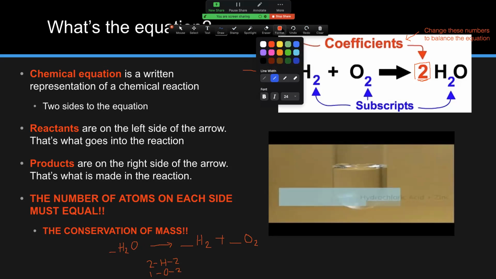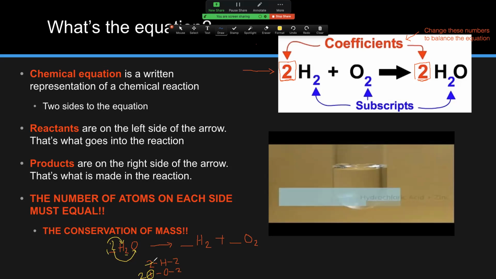So what I can do is add coefficients. How would I need to get 2 oxygen over here? I can put a 2 here, because 2 times 1 is 2. But this is distributive. It distributes. So 2 times 2, because that number is 2, is 4. So now I have 2 oxygens, so I'm good. I've got 2 oxygens on both sides.